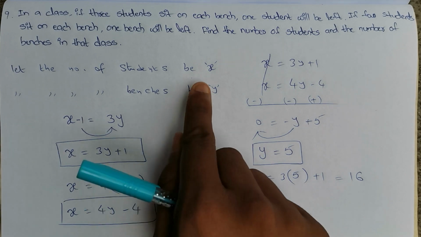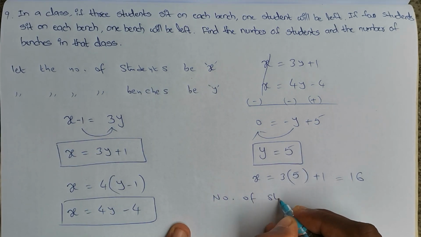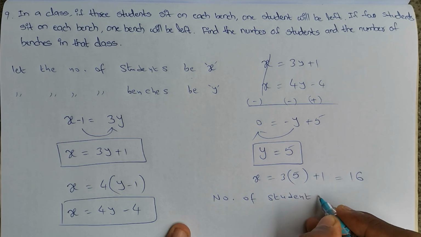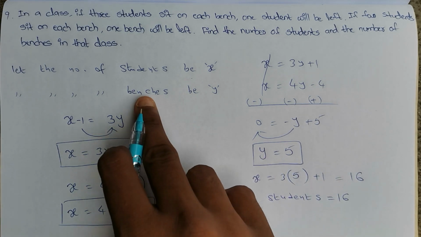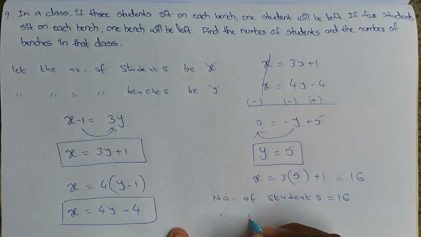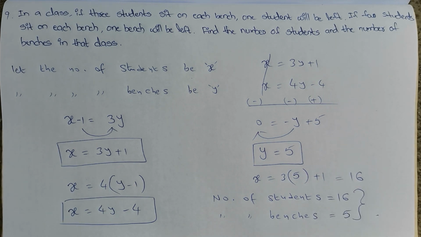x is nothing but the number of students, so the number of students is 16, and y is nothing but the number of benches. So the number of benches is 5. So in total, 16 students are there and 5 benches are there.